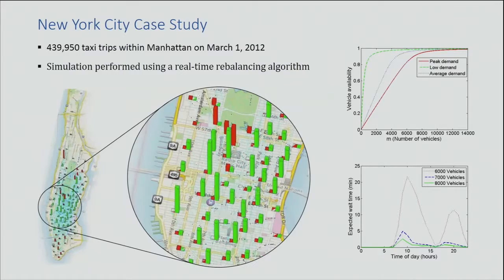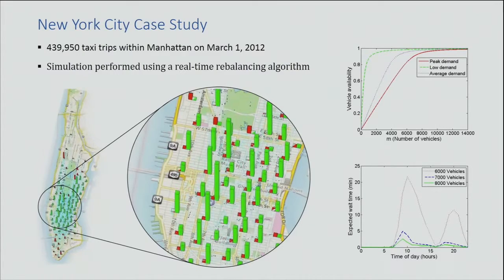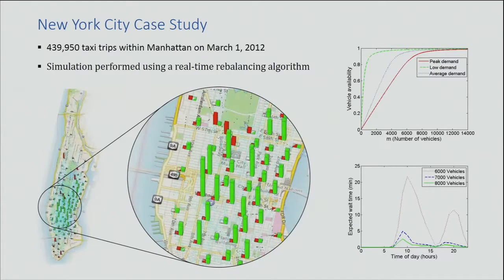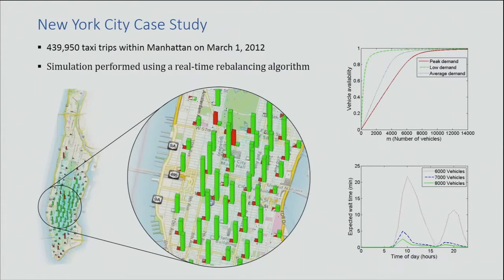We simulated the customer's demands throughout the day and estimated the customer's waiting time. This particular simulation you see has 7,000 vehicles. The green bars are the vehicles waiting at the stations, and the red bars are the customers waiting. And the dark blue dots are the rebalancing vehicles.